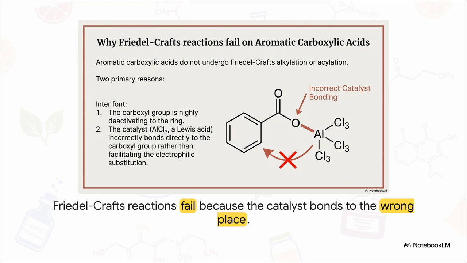They just fail. And there are two big reasons for this. First, like we said, the carboxyl group is just too deactivating. But the real knockout punch is this. The catalyst, in this case a Lewis acid like aluminum chloride, which is basically a molecule that's hungry for electrons, it gets stuck. Instead of helping the reaction happen on the ring, it just bonds directly to the oxygen on the carboxyl group, and that shuts the whole process down.